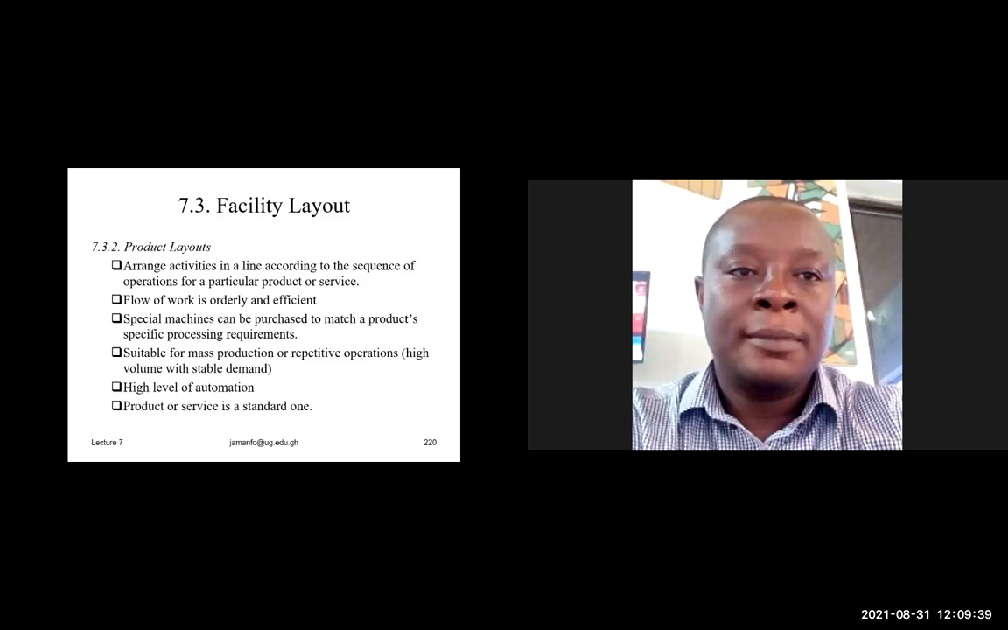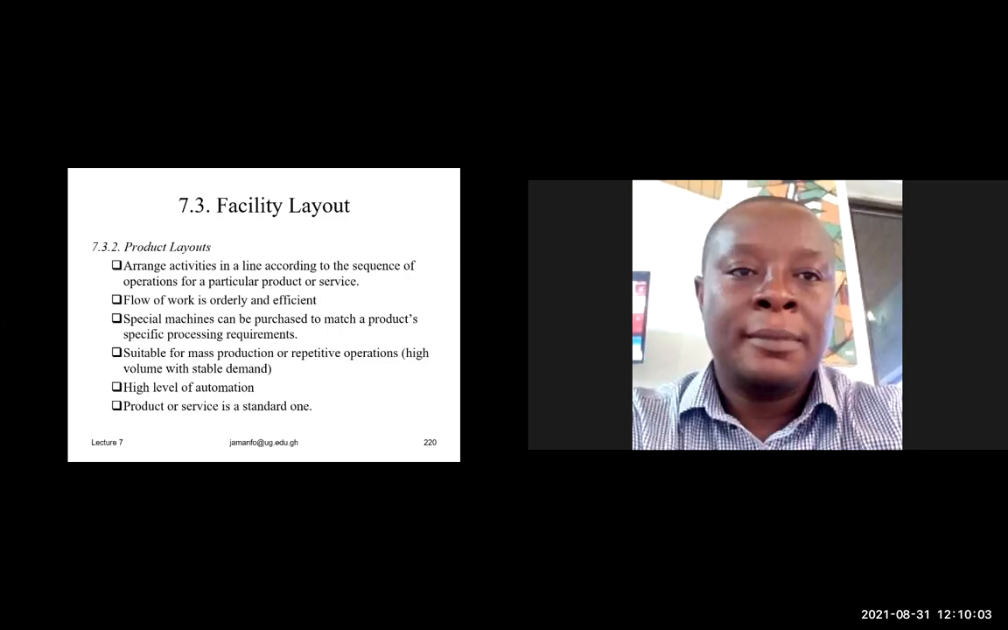The next one is a product layout. We have the process or functional layout. We have dealt with that. The next type of layout is the product layout, where activities are arranged in a line according to the sequence of operations for a particular product or service.